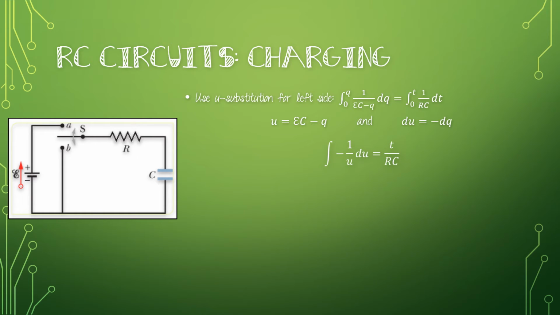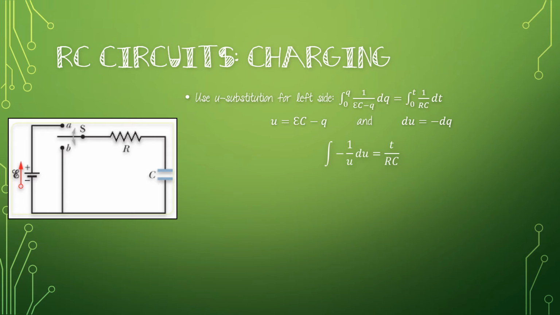Oops, sorry, a little too far there. And doing the integral is going to require me to do some u substitution here. So I'm going to let u be equal to EC minus q, and then du is negative dq. And so my integral then becomes negative 1 over u du.